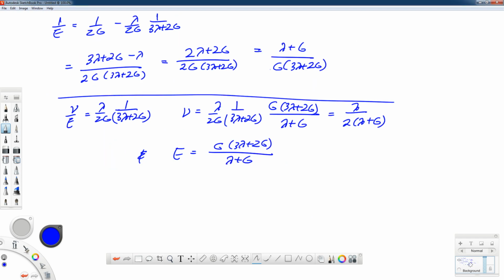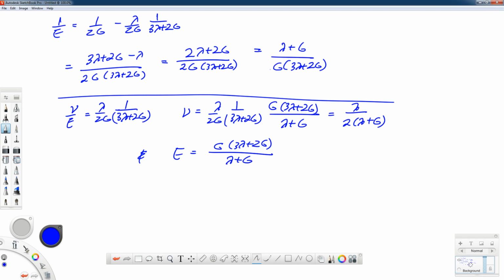Okay, so there's my first line. 1 over E is equal to that expression that we had written on the previous page. Finding a common denominator and simplifying leads to 1 over E is equal to lambda plus G divided by G times 3 lambda plus 2G.